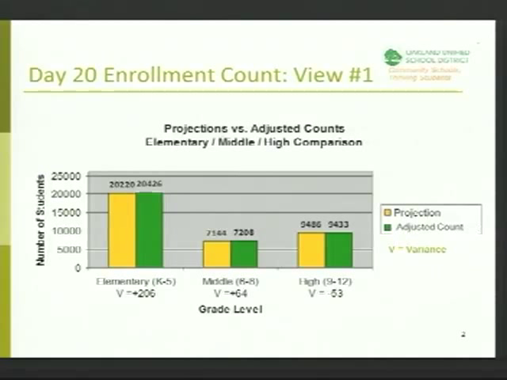A comparison between our projections and our actual students is that we projected 20,220 elementary students, and we actually have 206 more than our projection, with 20,426. And as you move on down the line, you can see that as of this count, we have 64 more middle school students than we projected, and 53 fewer high school students than we had projected.